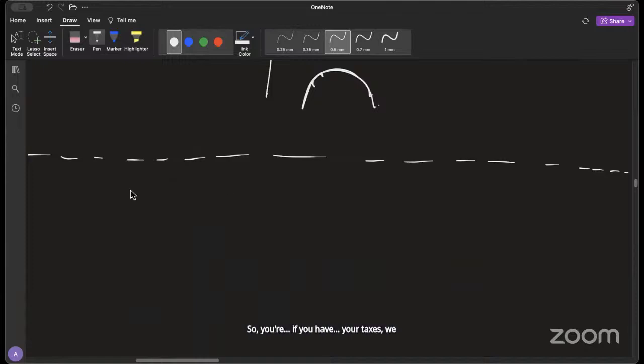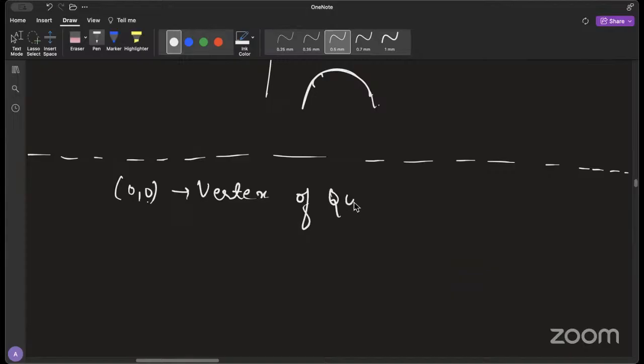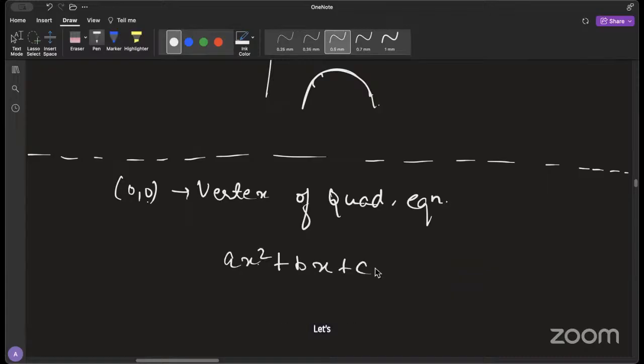And let's come to this thing where, let's say, if you have your vertex, we have discussed vertices, right? If your vertex is (0, 0), then your graph looks like this. Y equation looks like this. y is equal to x squared, right? Because if you have (0, 0) as passing point, you will have ax squared plus bx plus c equals 0. And then because (0, 0) is the vertex of this equation, that means (0, 0) should satisfy this, right? Sorry, I should have written f(x) here. y, right? That means the (0, 0) point should satisfy this equation.